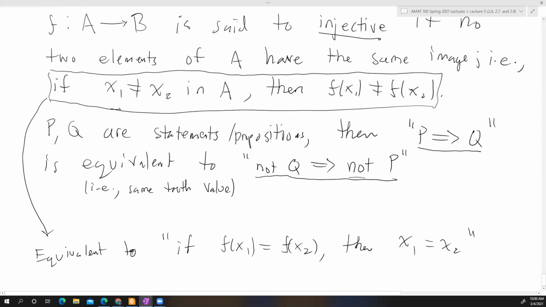One way is if you take two distinct points in the domain, then their images or their outputs have to be different also. Another way of thinking about it is the following. If I take two points in the domain and I look at their images and they are equal, then that means the two points had to be the same. So these are two equivalent ways, I should say. At face value they look different, but they're actually equivalent ways of looking at injectivity.